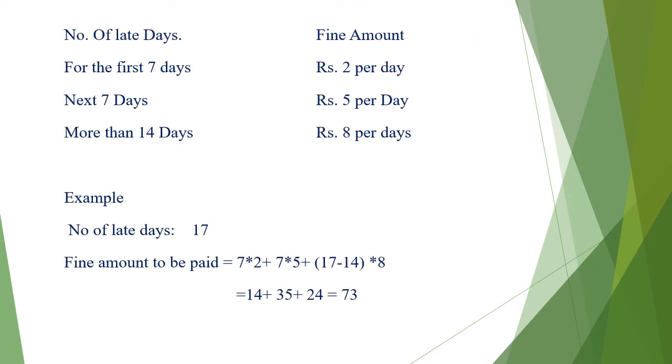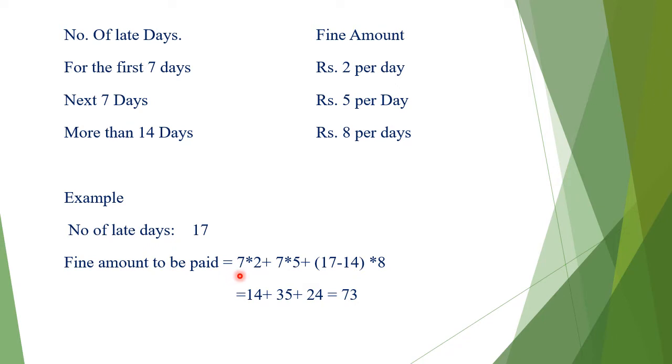We see a trial run of the previous program. Based on the given conditions in the program, we take an example here. Suppose a student has returned a library book after 17 days. The number of late days is 17. So we calculate the fine to be paid by the student based on the given condition.